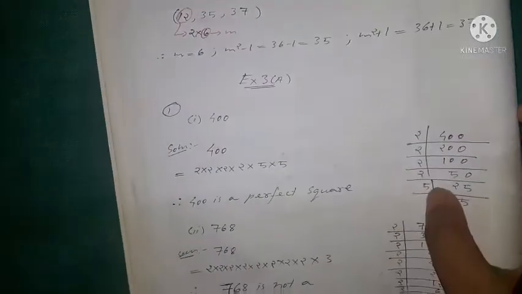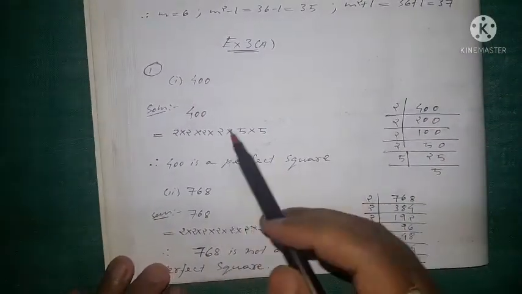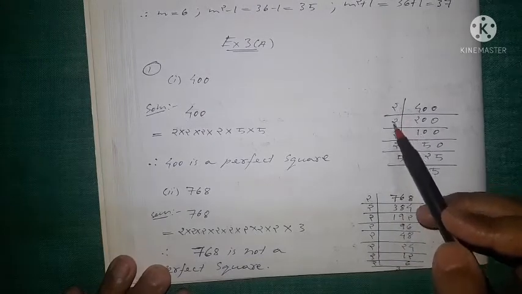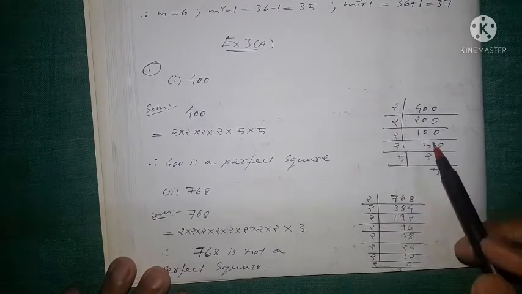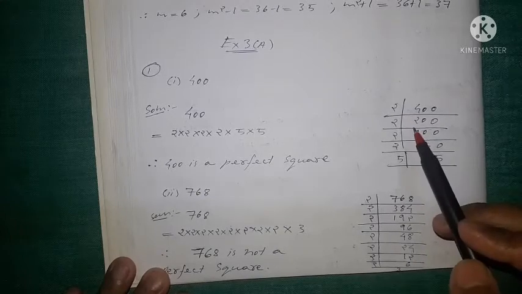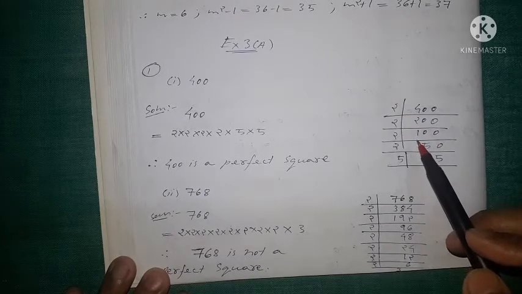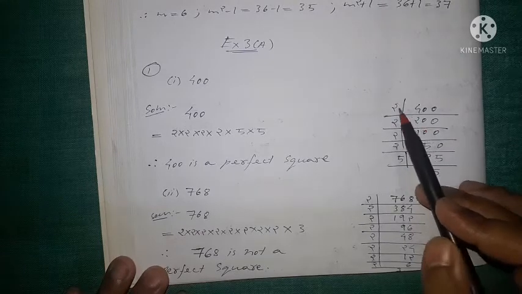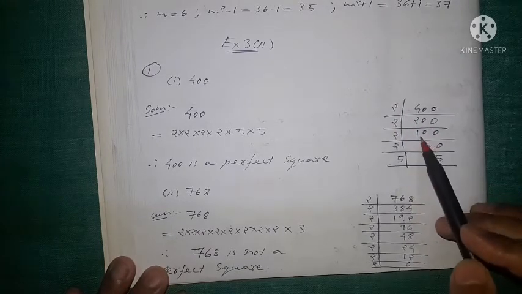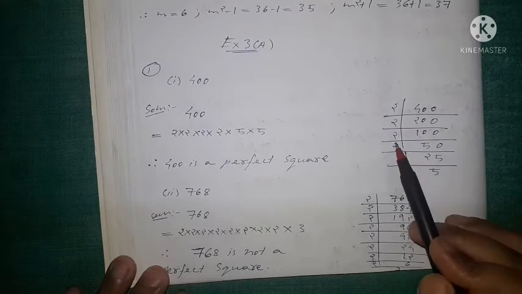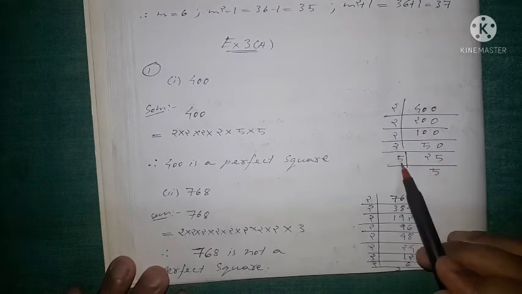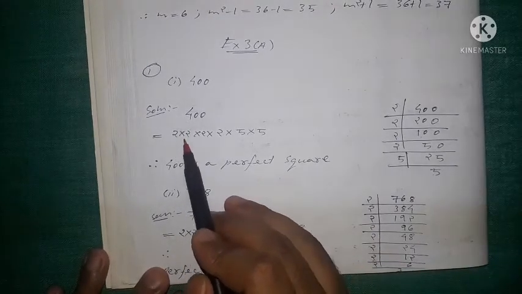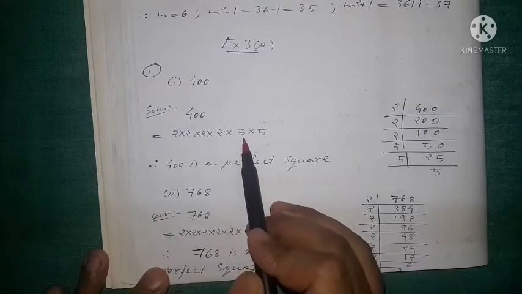So let's consider the first one. It is given 400, so let's do the prime factorization. You already know the process of prime factorization, you have done it in the lower class, by taking the LCM. So 400: 2 into 200 is 400. Again 2, it goes 100 times. Again 2, 50, 2, 25, 5, 5. That means this 400 we can write as 2 into 2 into 2 into 2 into 5 into 5.